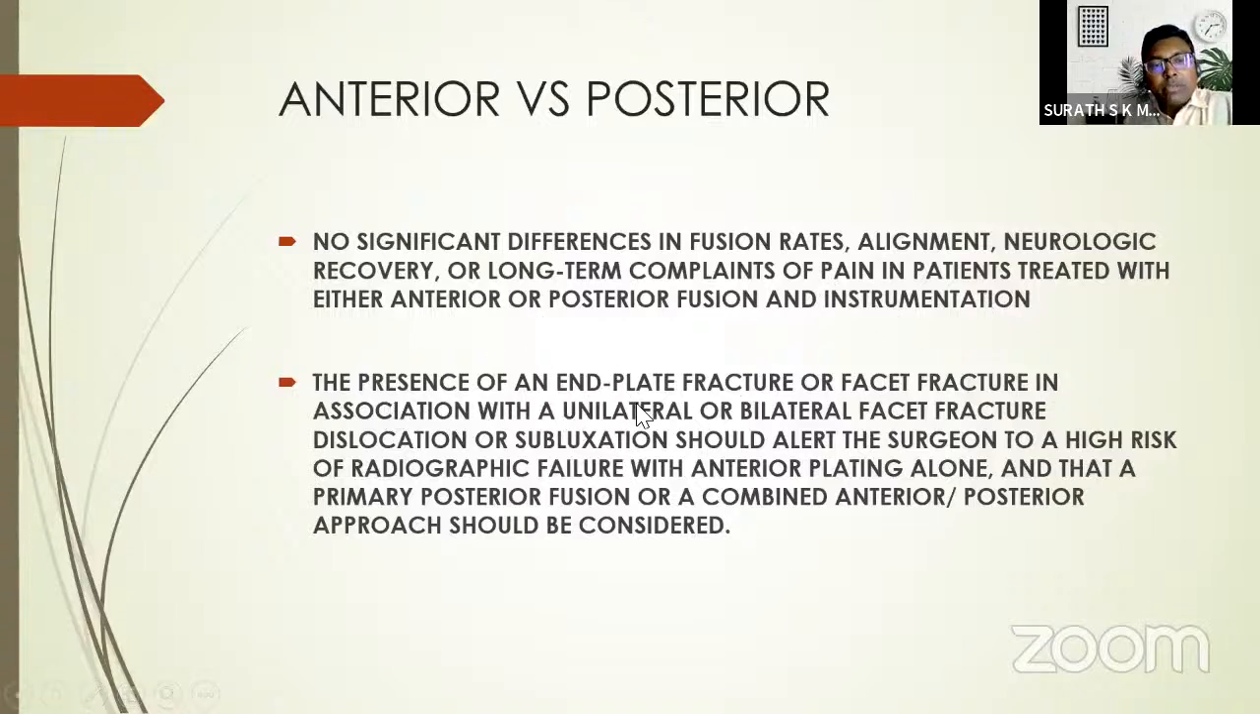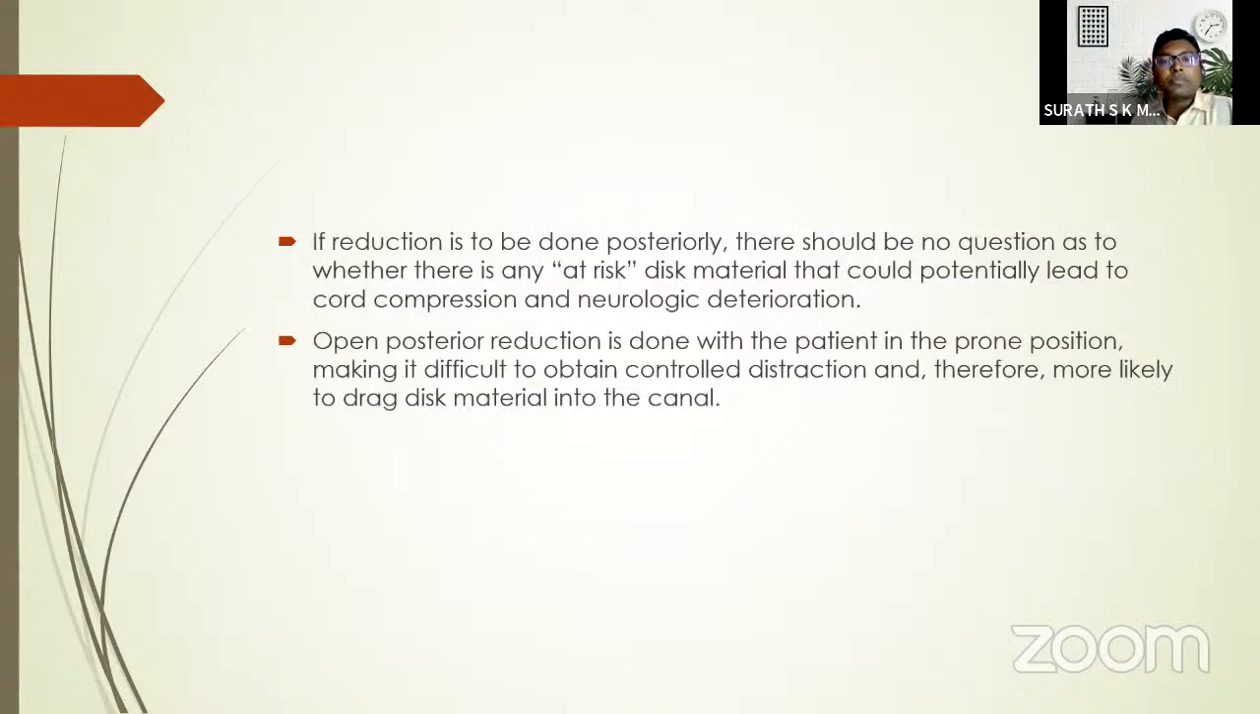And some special facts, a few important facts. If there is an end plate fracture or a facet fracture, in association with the bilateral or unilateral dislocation, it's an alert to the surgeon that there may be a risk of radiographic failure if you do anterior plating only, and either a posterior fusion or a combined approach needs to be considered in that type of situation for the greatest stability.